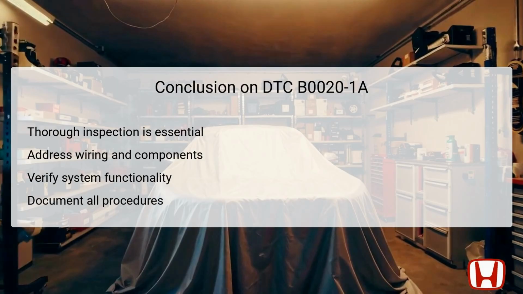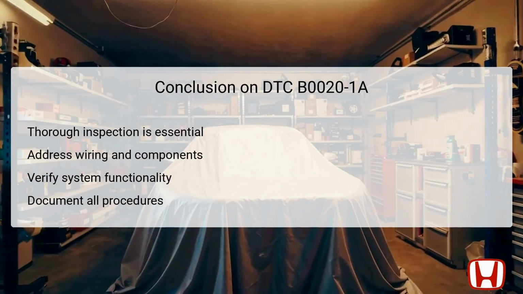B0020-1A requires a systematic approach that begins with a thorough inspection of all relevant components. Important steps include checking for issues within the driver's side airbag itself, inspecting wiring circuits for shorts, and determining the operability of the SRS unit. Each step is critical to understanding the underlying issues that may trigger this fault code.